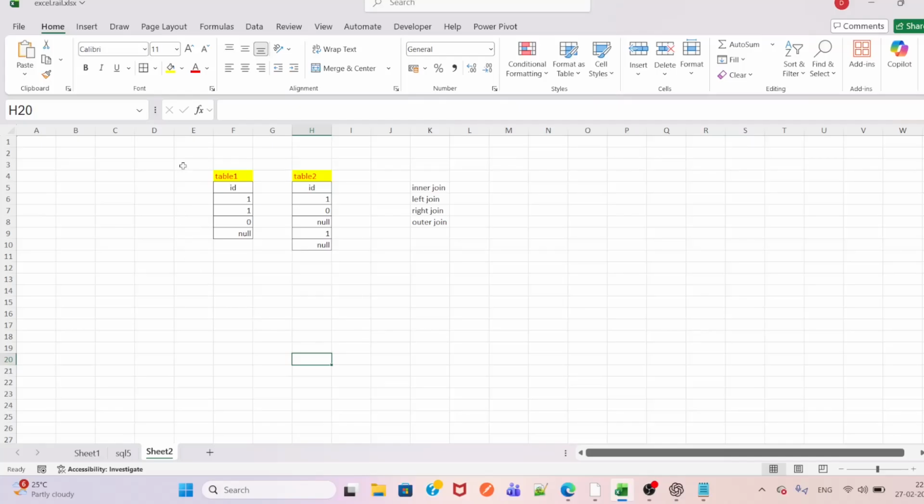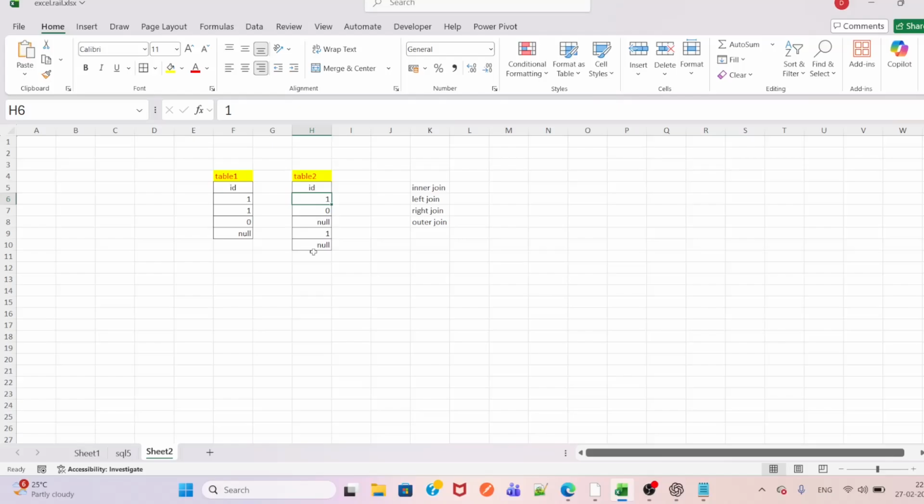In the table on our screen, you can see we have table 1 and table 2, and both tables have a single column with the same ID. In table 1 we have 1, 1, 0 and a null value, whereas in table 2 we have 1, 1, 0, null and null records.